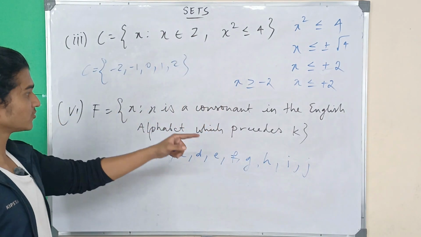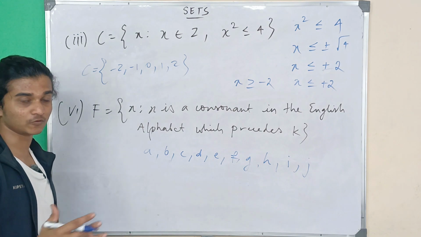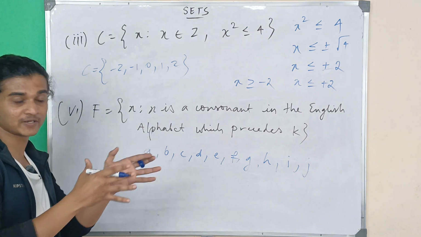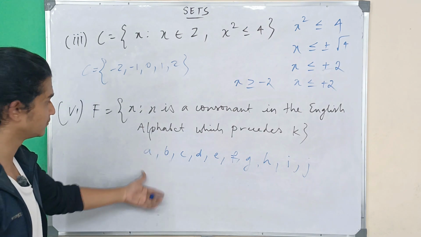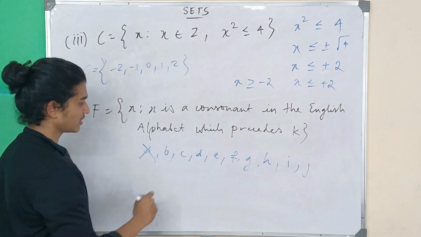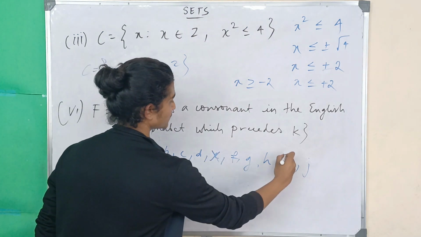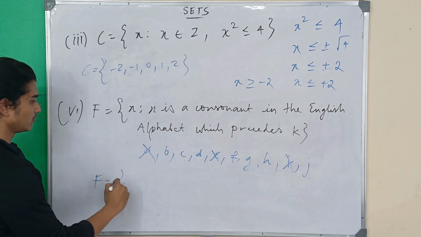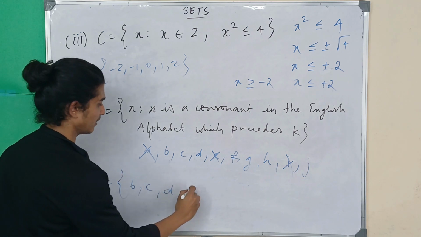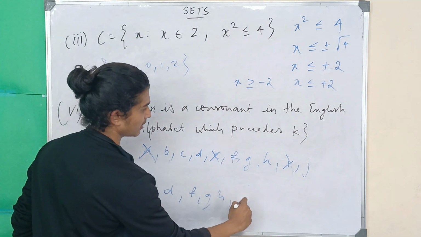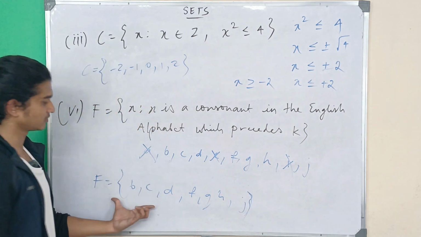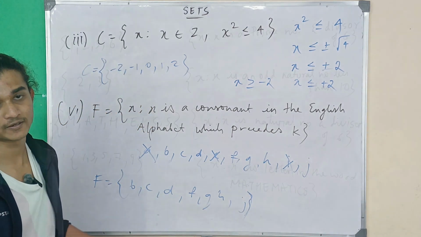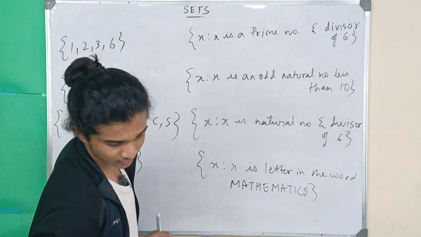Then they're saying consonant. Consonant means alphabets minus vowels, the vowels being a, e, i, o, u. So we need to remove the vowels. A is a vowel, so I remove that, then e, then i. Apart from that, you can write all the elements in your set. So F equal to {B, C, D, F, G, H, J}. This is how your set F is going to be. This is the last part of the first exercise.